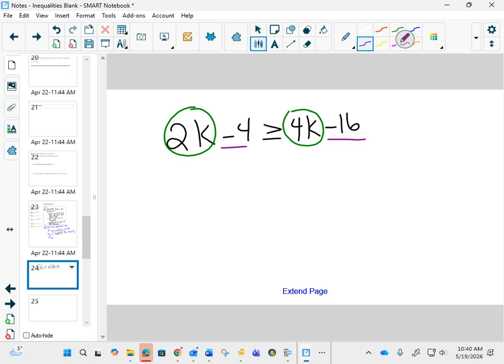So some of the things that I saw walking around is it depends which side you want to move things to. -2. Okay? Plus 16. So we want to get our k's on one side, our numbers on the other. So if I decide, I'm gonna just write it, if I decide this side I want my k's, on this side I want my numbers.